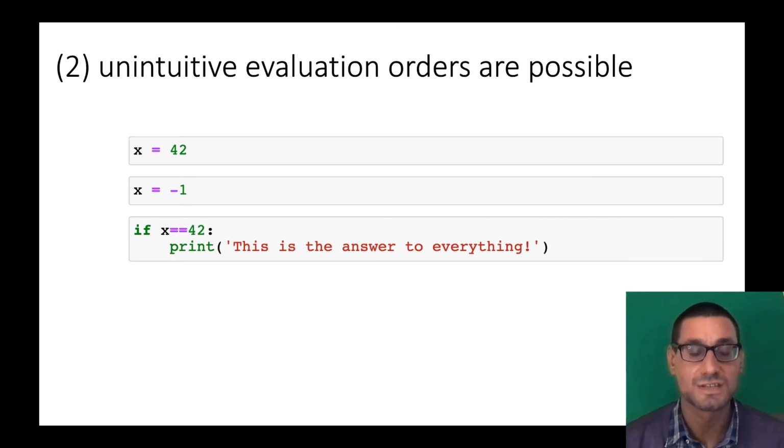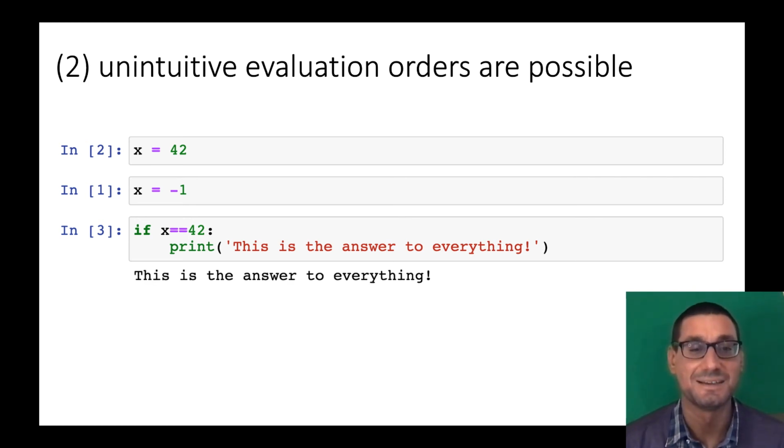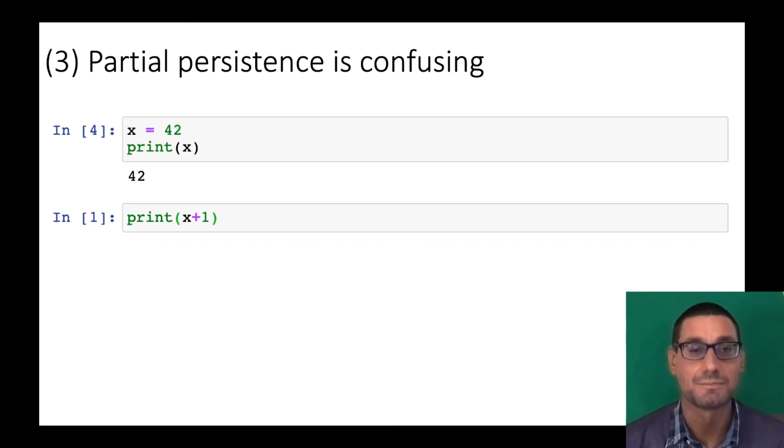One expects, as a coder, that code is going to execute from the top to the bottom. So here this looks like a sequence of 2 assignment statements to the same variable and then a conditional test on that variable. But because these are in separate code cells, execution order can be threaded through the cells in a different way. So we see here I execute the middle cell, the assignment of -1 to x first, then the top cell, then the bottom. And this means it will print out this is the answer to everything.